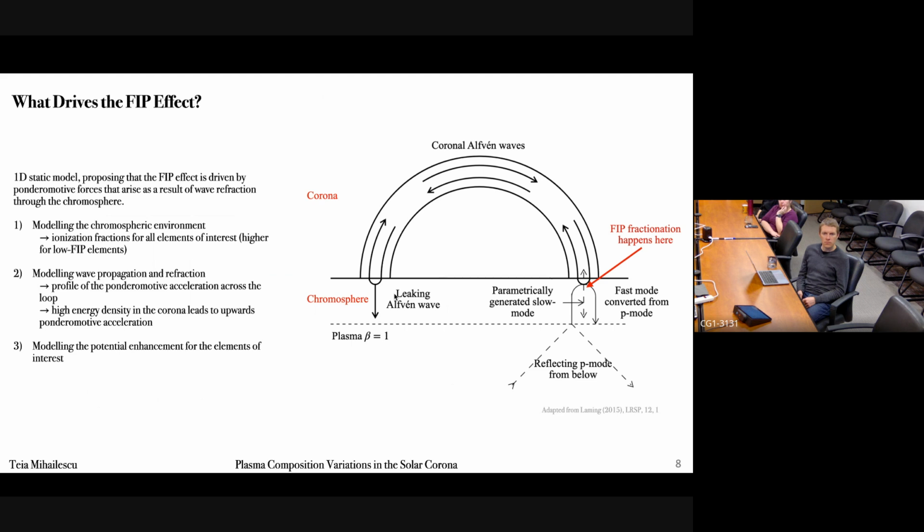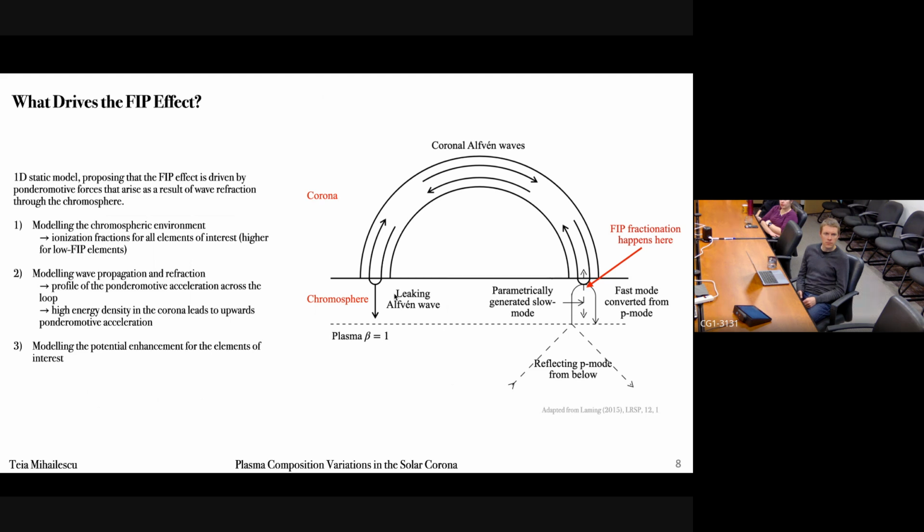The ponderomotive force model proposes that the FIP effect is driven by the refraction and reflection of coronal Alfvén waves. When these coronal Alfvén waves reach the chromospheric footpoints of active region loops, they drive this ponderomotive force on the ionized material in the chromosphere, and bring the ionized material upwards to the transition region level. This is where the separation between low FIP and high FIP elements comes in, because low FIP elements have a much higher ionization fraction in the chromosphere than high FIP elements.